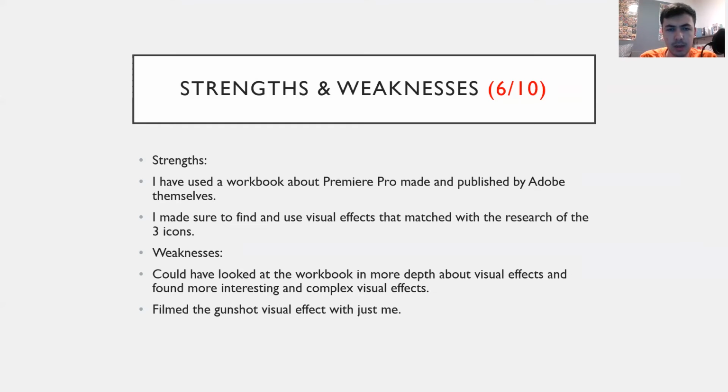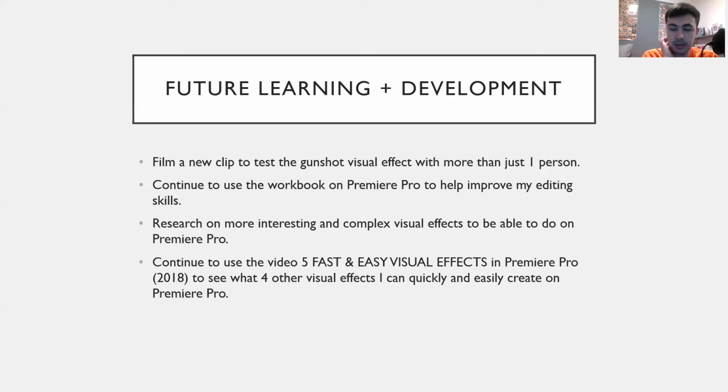So for strengths and weaknesses, I used a workbook that was made and published by Adobe themselves. I also made sure to find and use visual effects that matched with my research, but I could have used more extensive research with the workbook, as well as look at more interesting and complex visual effects, as well as film more than just myself when doing the gunshot visual effect. Those weaknesses I plan to improve on for future learning and development, along with also perhaps continuing to use the workbook as well to improve my editing skills.